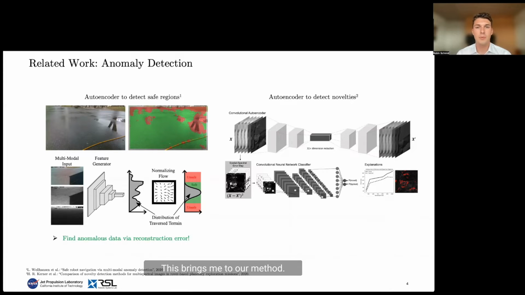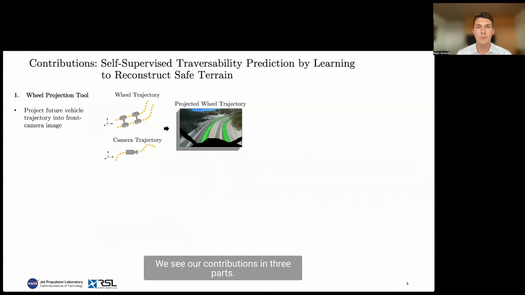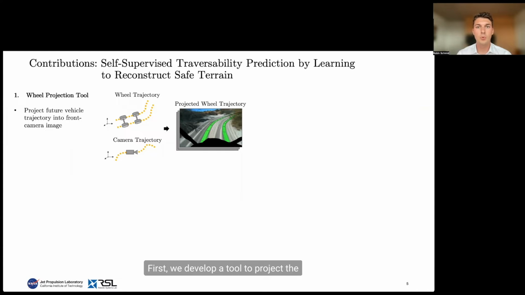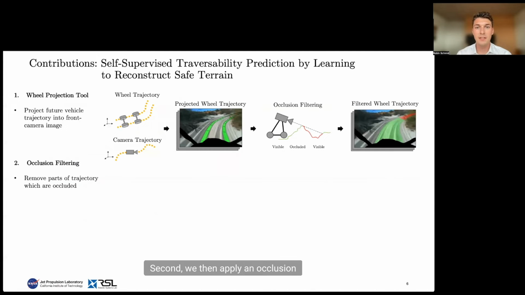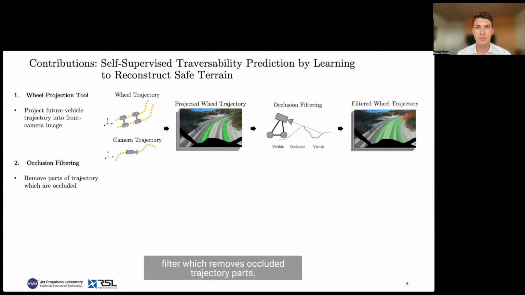This brings me to our method. We see our contributions in three parts. First, we develop a tool to project the recorded wheel trajectories into the front camera image. Second, we then apply an occlusion filter which removes occluded trajectory parts.